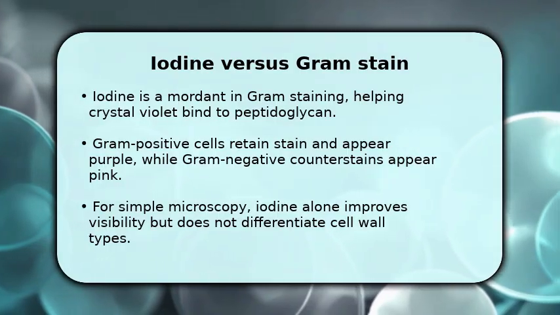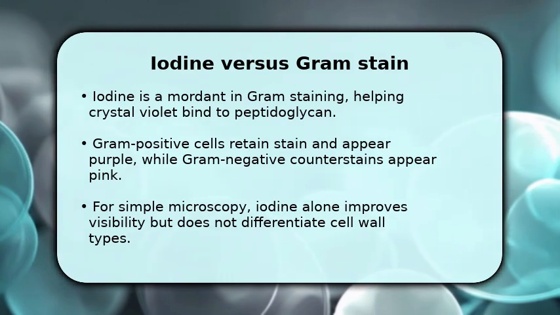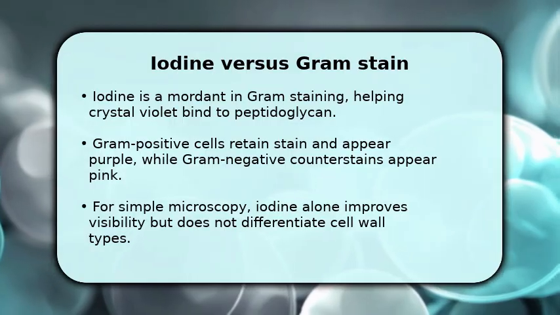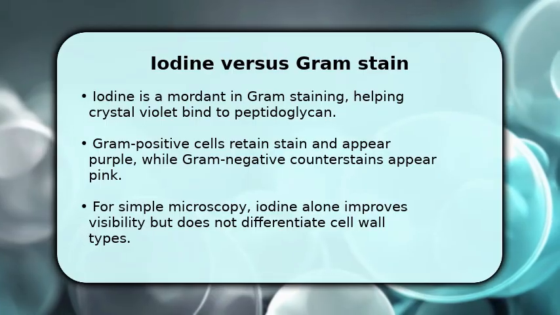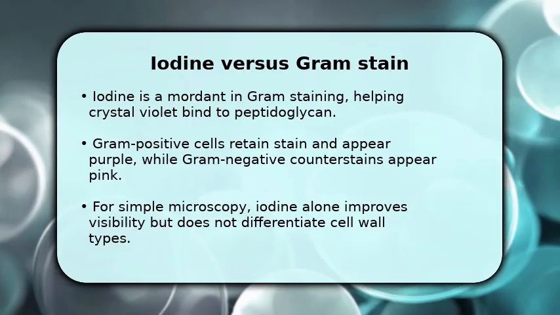For simple microscopy, iodine alone improves visibility, but does not differentiate cell wall types, so you cannot rely on iodine by itself to identify gram status. Choose gram staining when classification between gram-positive and gram-negative is required.